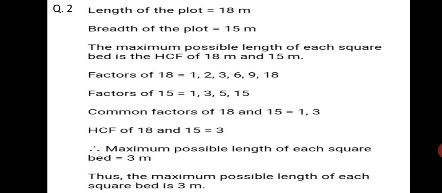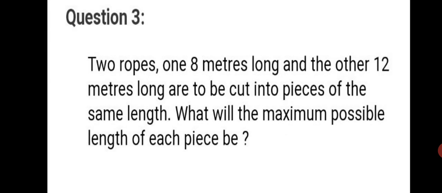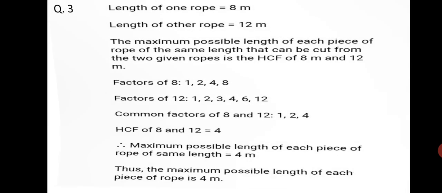Okay. Question number 3. Two ropes, one 8 meters long and other 12 meter long, are to be cut into pieces of the same length. What will be the maximum possible length of each piece be? Now again you have to find the maximum possible length of each piece. So for this we are sure we have to find HCF. So let's see the solution.